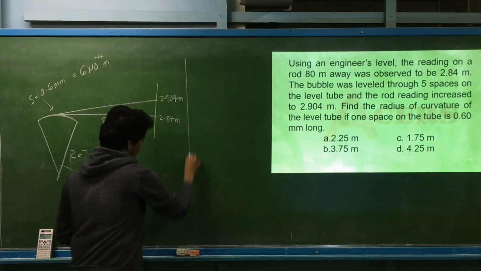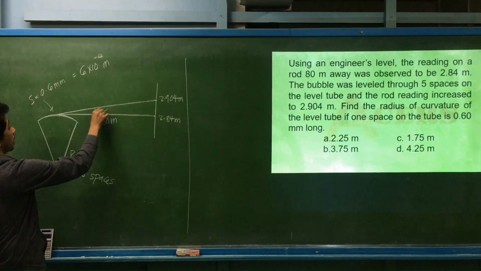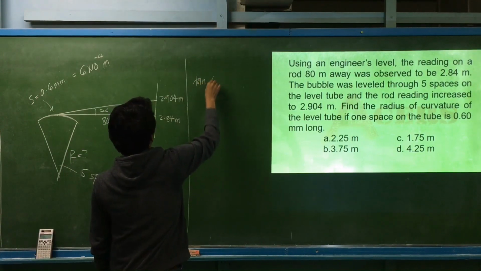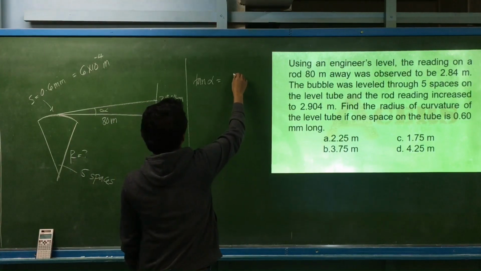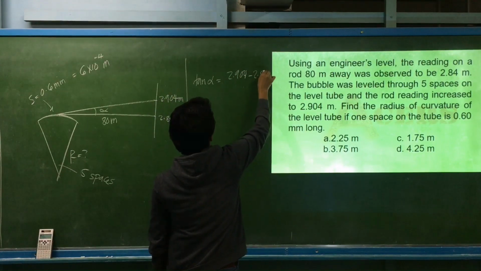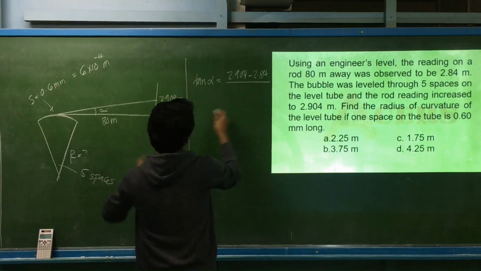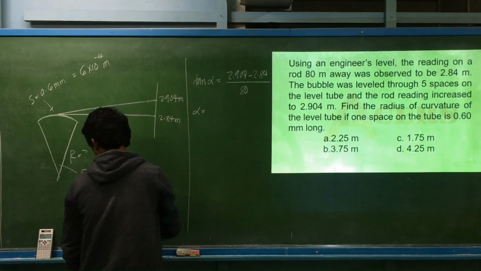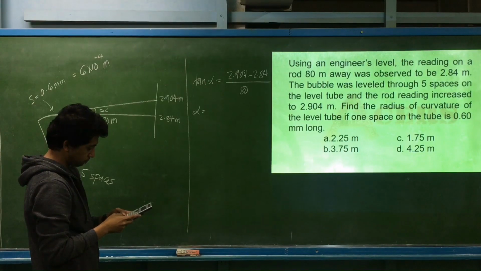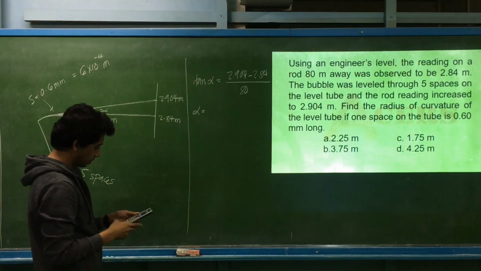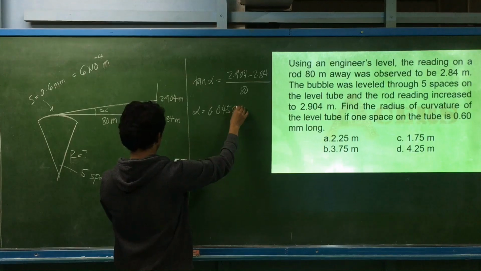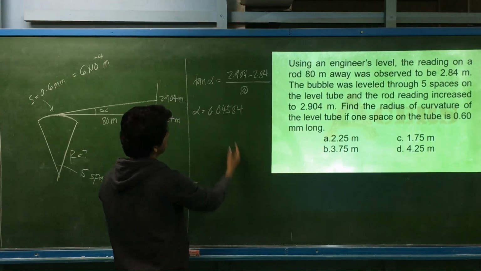Kunin muna natin yung kanyang equivalent central angle. Equivalent angle dito, let's say alpha. So kunin natin yung difference, that is the tangent of alpha is equal to opposite. Kunin lang natin yung difference. We have 2.904 minus 2.84 divided by adjacent side natin is 80. Kunin natin yung angle na yan. Though medyo maliit yan. Okay, that is equal to 0.04584. Okay, so I'll be using 5 decimal places.